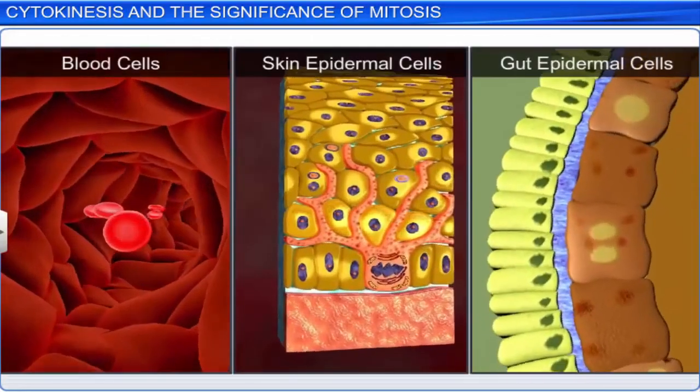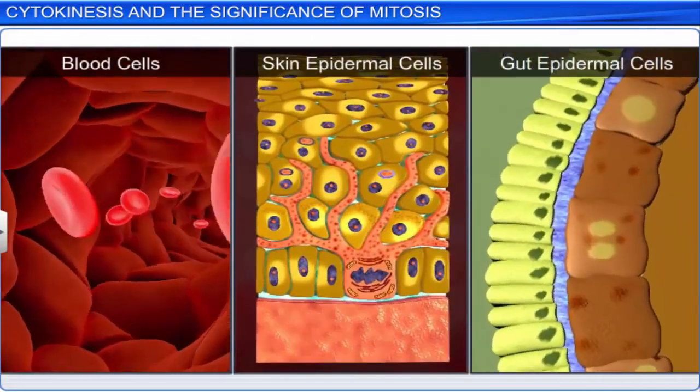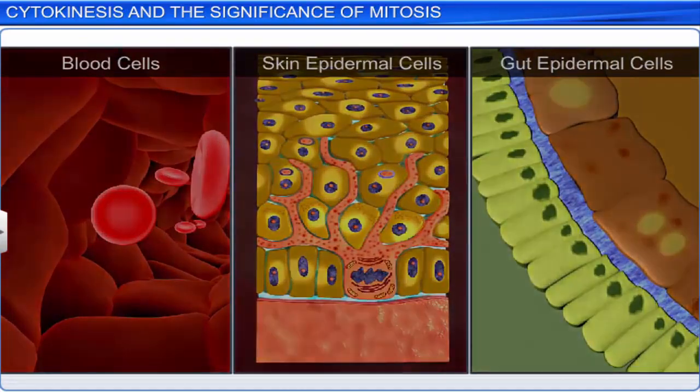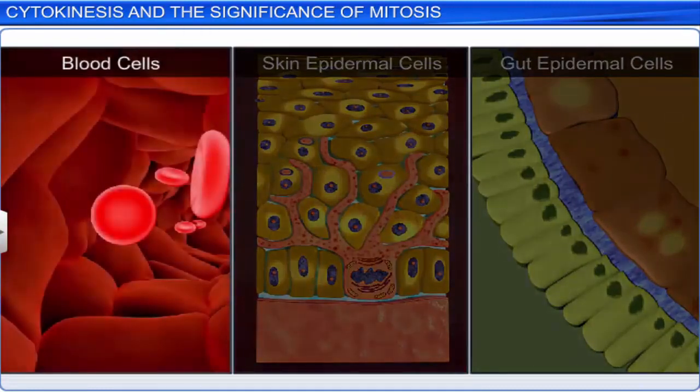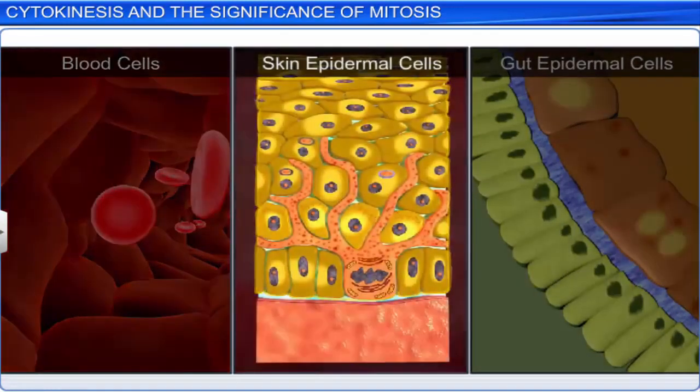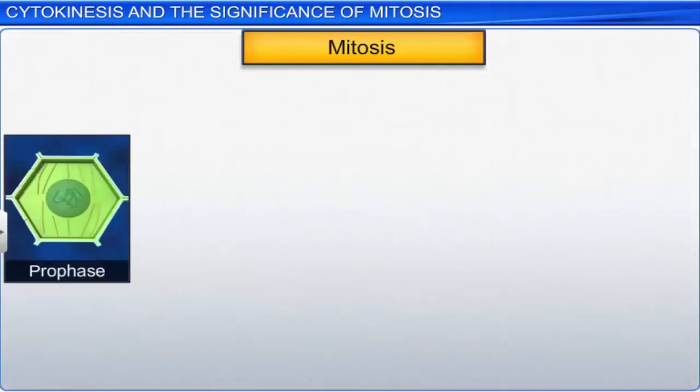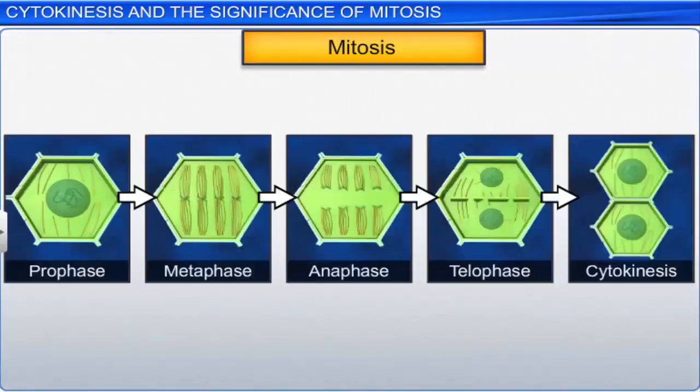Moreover, mitosis results in the formation of new cells, which replace dead cells. For example, blood cells and cells in the upper layers of the epidermis in the skin and the lining of the gut are continually replaced. Thus, mitosis is usually accompanied by cytokinesis and plays a vital role in the growth of organisms.